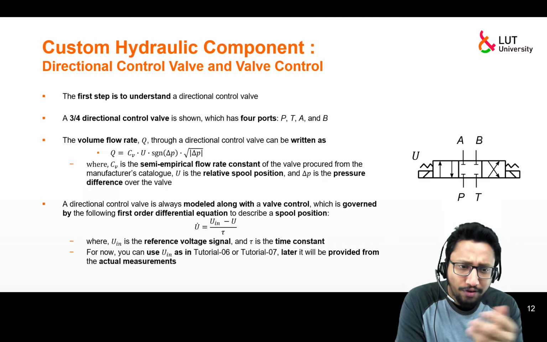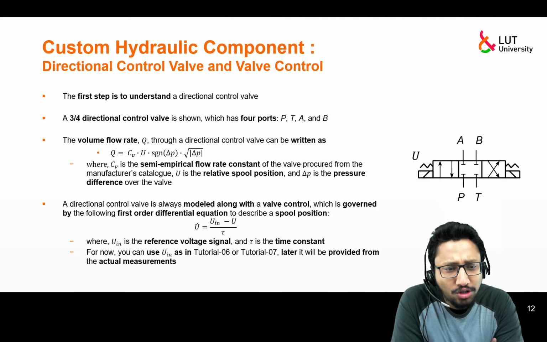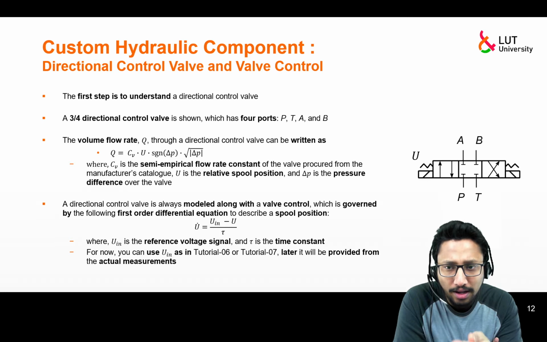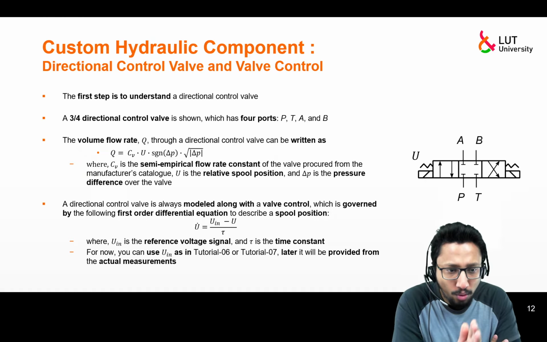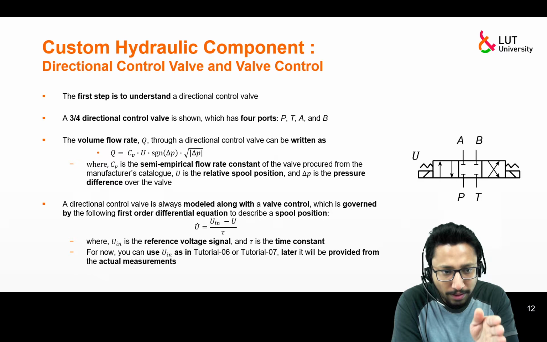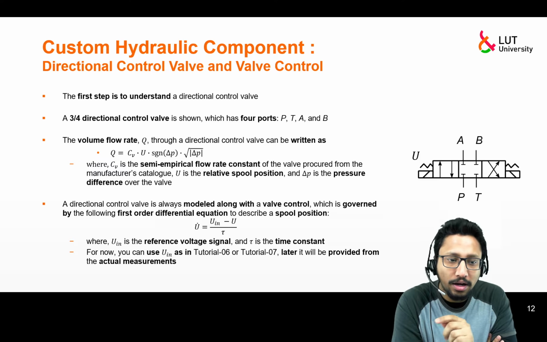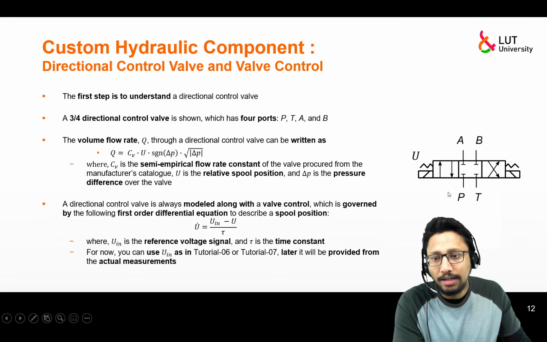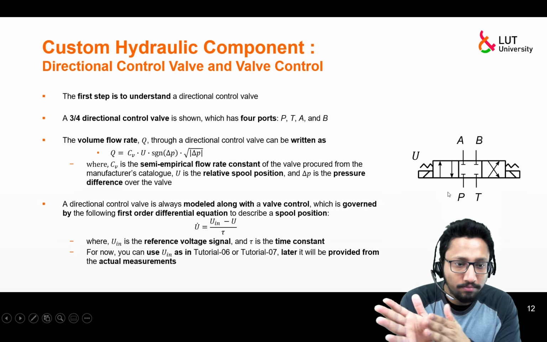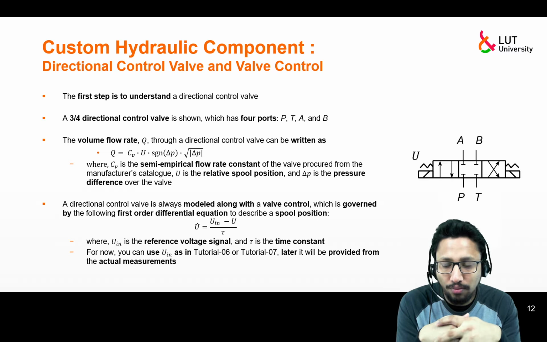So the functionality of a directional control valve is just to change the direction of the flow, right? That's why it's called directional control valve. So basically it can make a connection from port P to port A and port B to port T, or it can make a connection from port P to port B and port A to port T if this one is engaged, or no connection at all. So basically changing the direction of the flow.